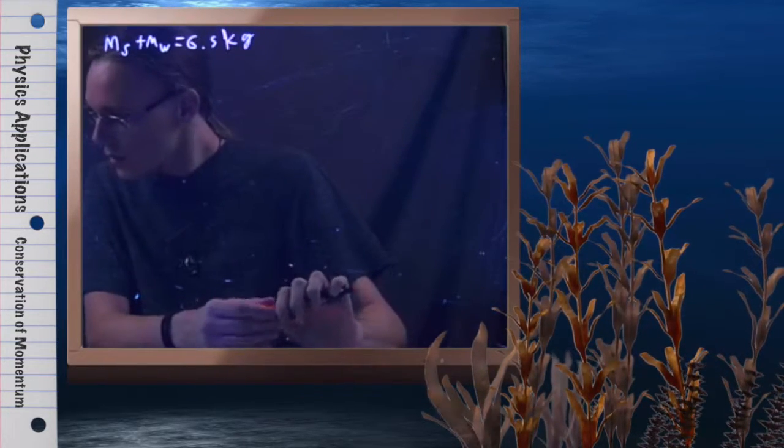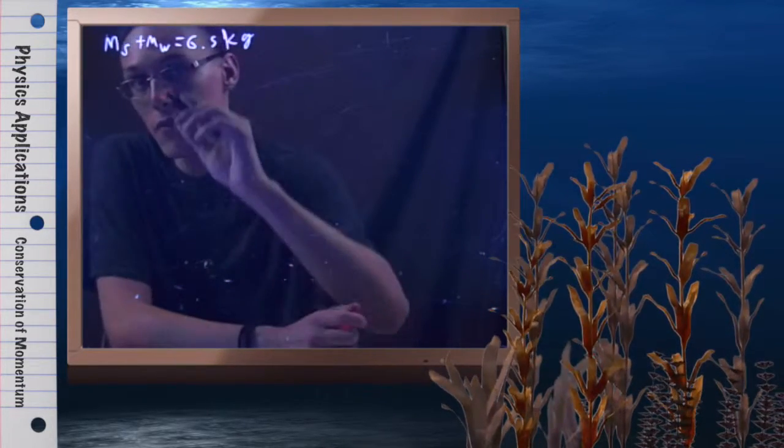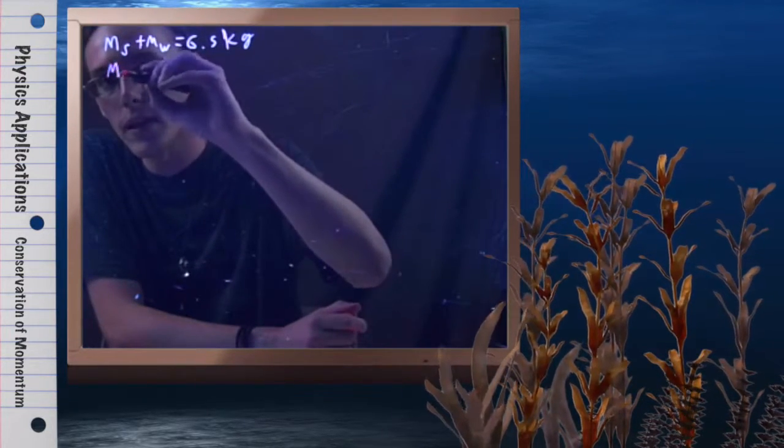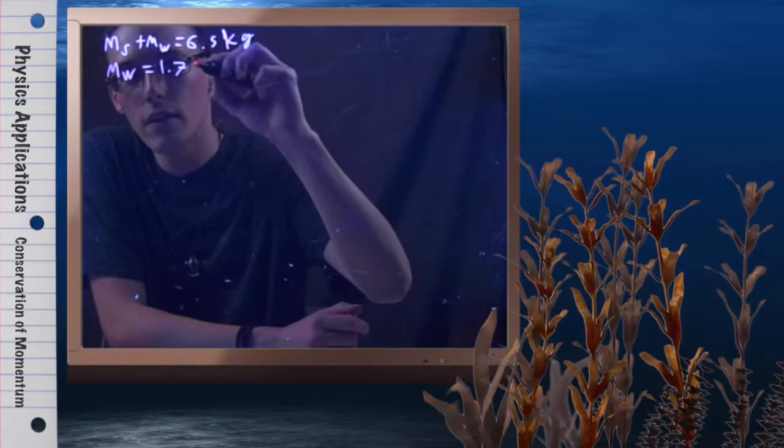Okay. It asks if the squid has 1.75 kilograms of water. So let me put that down. The mass of the water all by itself is 1.75 kilograms.